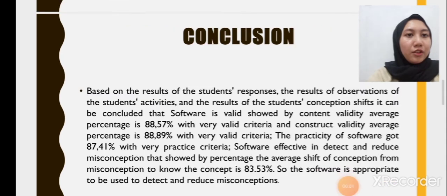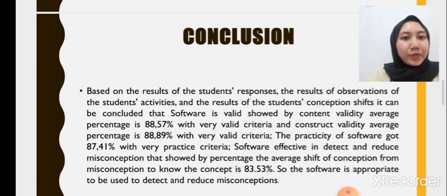The conclusion of this journal is based on the results of the student response, the result of observation of the student activities, and the result of the student conception shift. It can be concluded that the software is valid, with content validity average percentage of 88.57% with very valid criteria, and construct validity average percentage of 88.89% with very valid criteria.